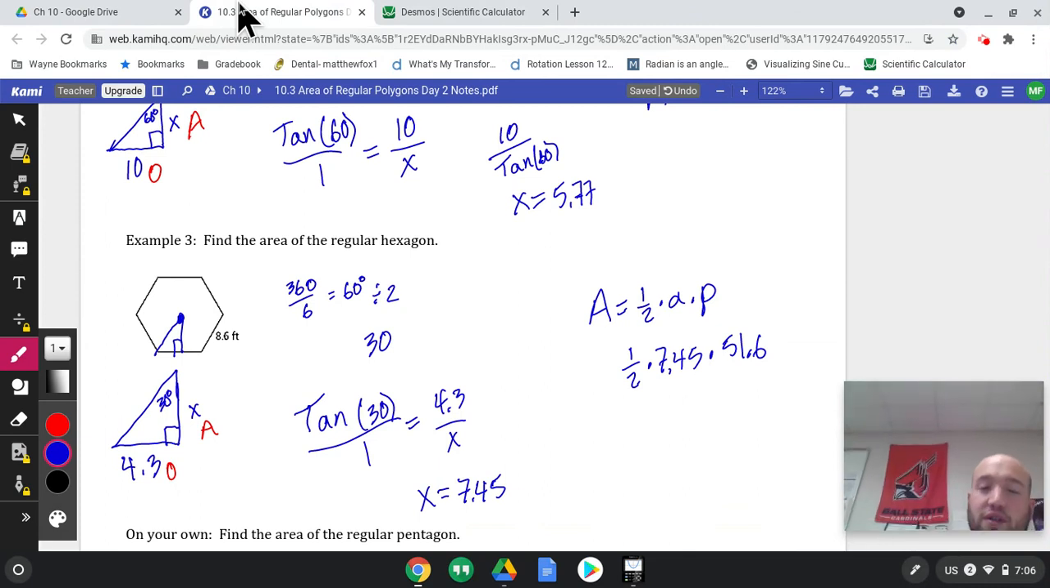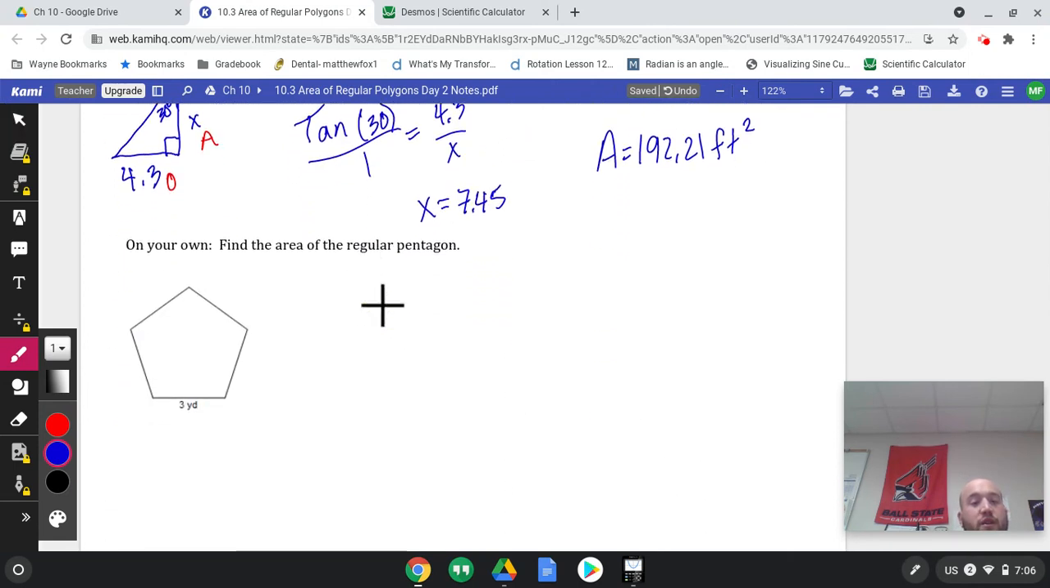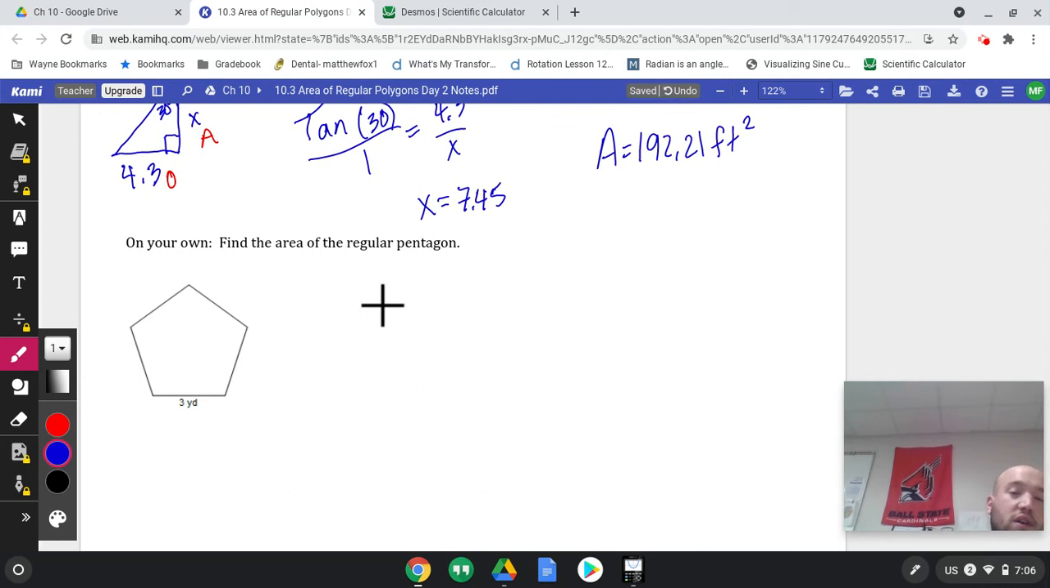Look for your label. It's feet. So 192.21 feet squared. All right. I'm going to do one final problem with you, and then you guys can work on the It's Learning. So once again, start by marking your center, draw your apothem, your radius.